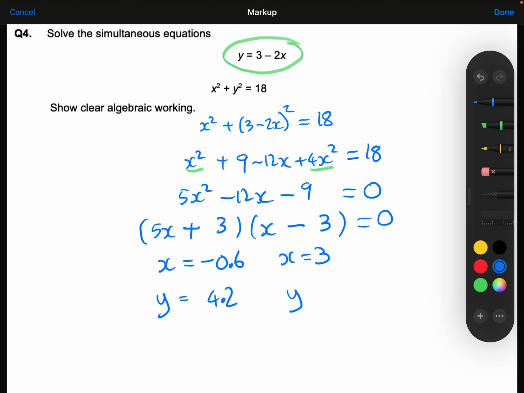And similarly, when x is 3, y is going to equal 3 minus 2 times 3. The 2 times 3 is 6. So we get 3 minus 6, which is minus 3. So we have our two solutions. When x is minus 0.6, y is 4.2. When x is 3, y is minus 3.